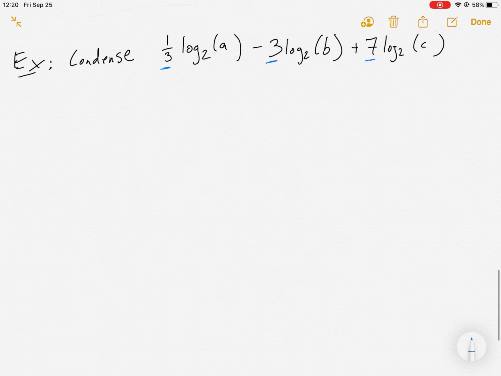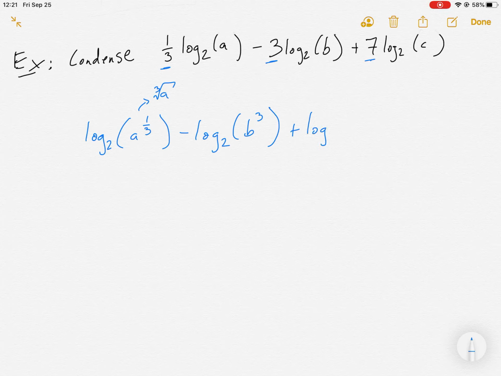So I'm going to rewrite this as log base 2 of a to the 1/3, which in a minute I'm going to rewrite as the cube root of a, minus log base 2 of b cubed, plus log base 2 of c to the power of 7. Now I can actually start combining. So this means I'm going to have to divide, and then this means I'm going to have to multiply. So the final answer is going to look something like this: log base 2 of cube root of a, because that makes a little more sense than a to the power of 1/3, divided by b cubed.